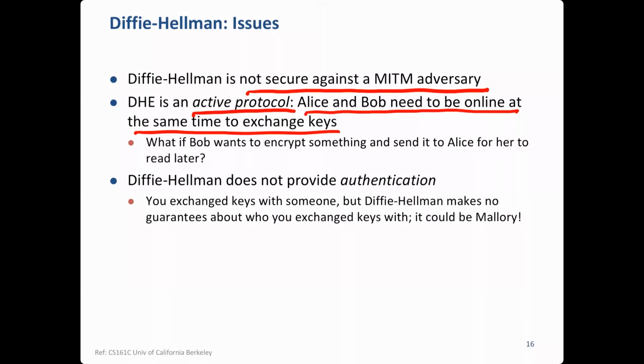Now this question you need to answer yourself: what if Bob wants to encrypt something and send it to Alice for her to read later? It means Alice is not online, but can she read it later? Is it possible? How? And if so, what should be done? What can be done? Let's assume that you are sending a mail to somebody and the person is not online. Then what can be done? All right. So Diffie-Hellman does not provide authentication.